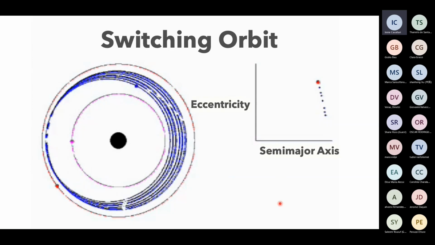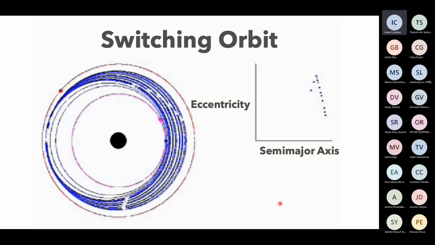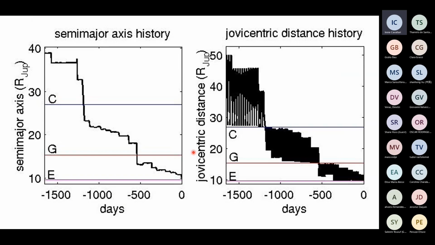Once it grazes that inner moon, there's a transition to control by the inner moon, and the semi-major axis and the eccentricity will decrease together. So I think the switching orbit is about to occur. And there we go. Now it's going down, and eventually this trajectory will get into one of the tubes of capture leading to the inner moon.